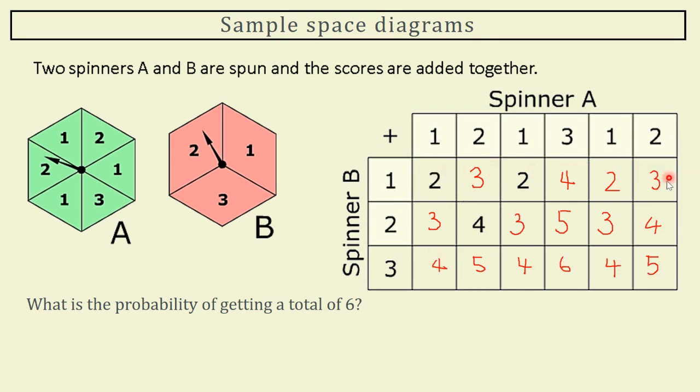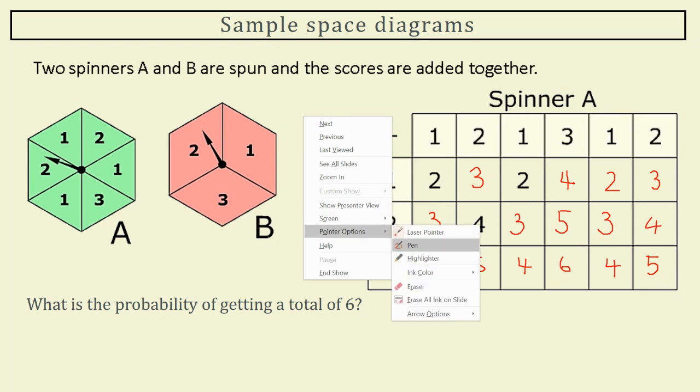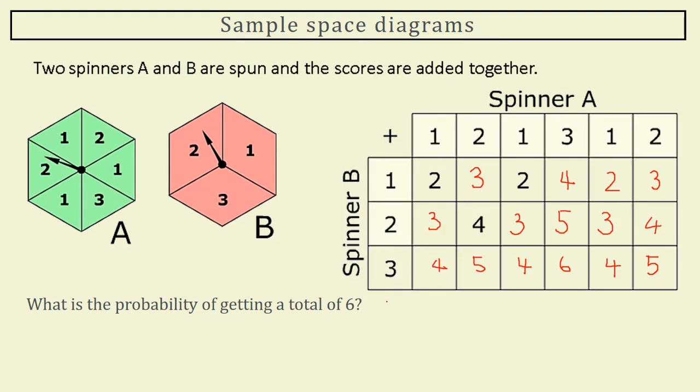How many different outcomes are there? How many different squares are there altogether? Well, I've got 1, 2, 3, 4, 5, 6, and 1, 2, 3 down. The total number of squares here, showing me the total number of outcomes, is 6 times 3. There are 18 little squares here. But only one of those is what I was after, the 6. So my probability of getting a 6 is just going to be 1 out of the 18 squares.